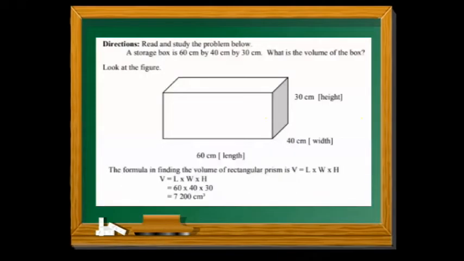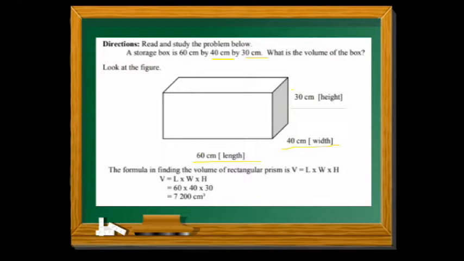A storage box is 60 centimeters by 40 centimeters by 30 centimeters. What is the volume of the box? First, here we can see our figure, which is a box, wherein we can see the three parts. We have the length, which is 60 centimeters, the width, 40 centimeters, and the height, which is 30 centimeters.